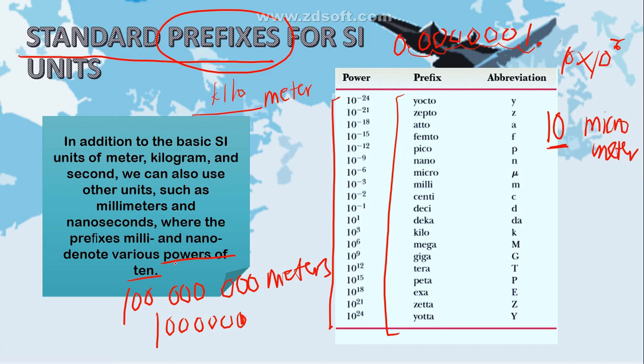For the positive values naman, all you need to do is count the zeros. For example, we have 100 million meters. You just count the zeros: 1, 2, 3, 4, 5, 6, 7, 8. Since walang raised to 8, this can be 100 and then 6, so 100 megameters. Ganyan gumamit ng prefixes.